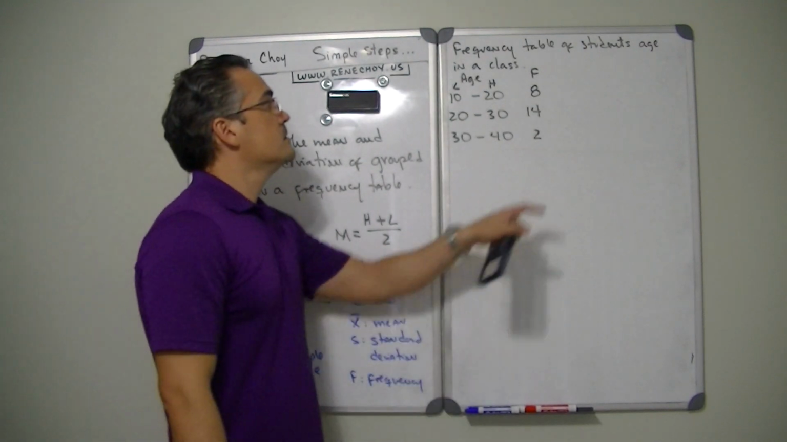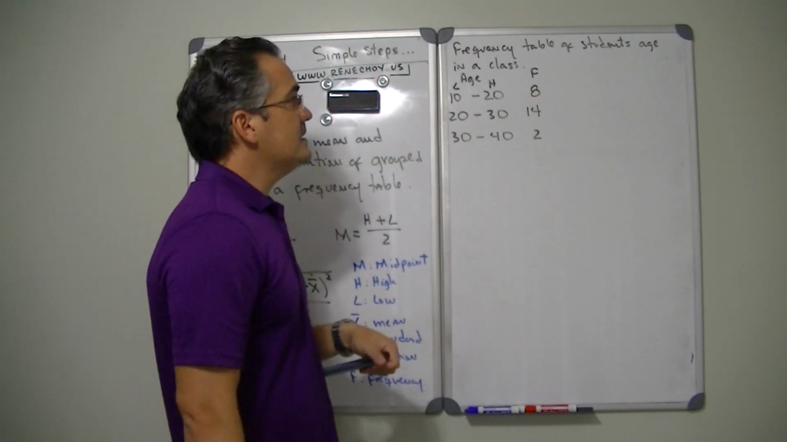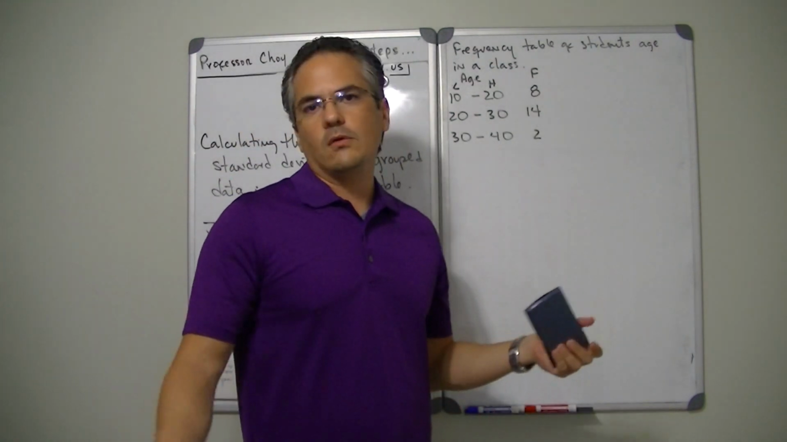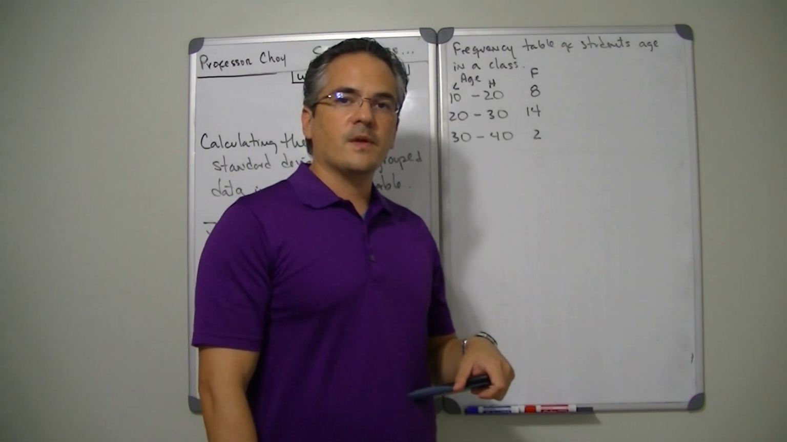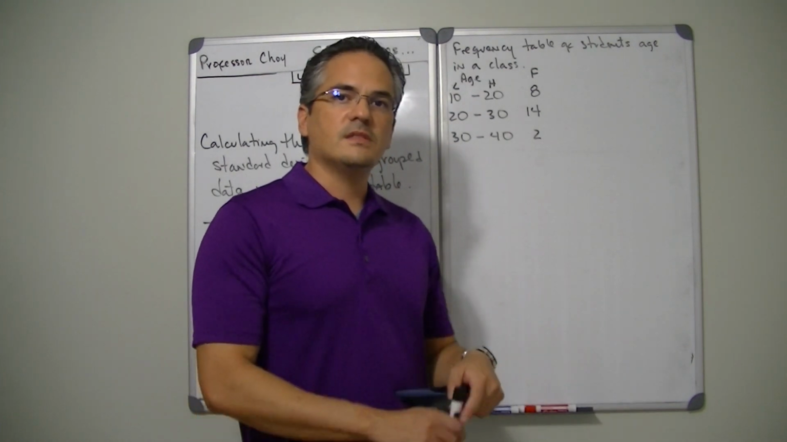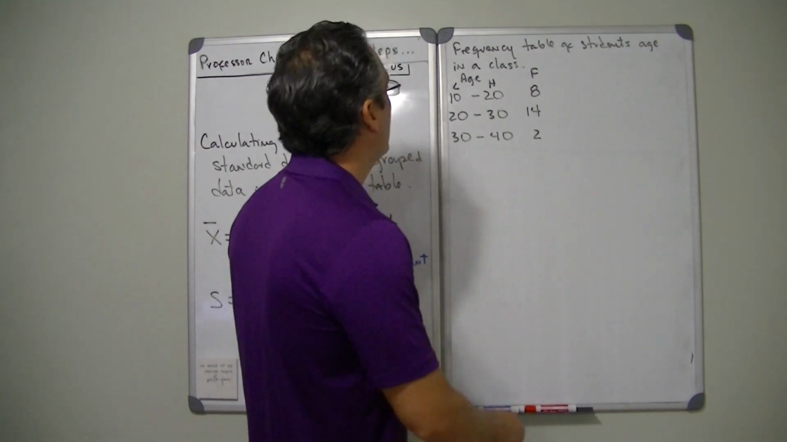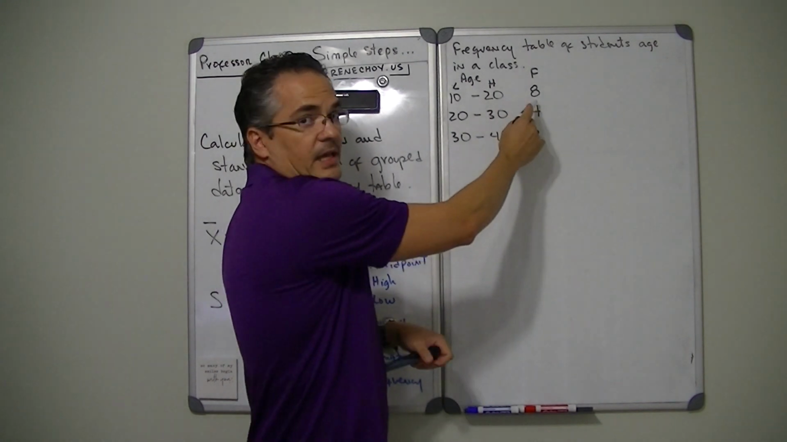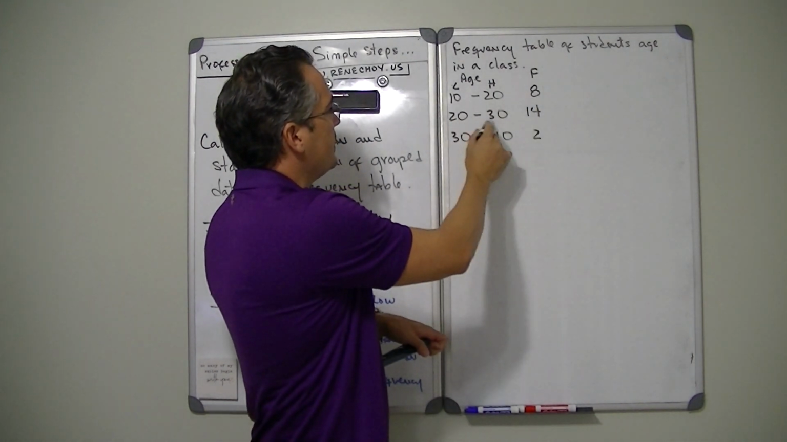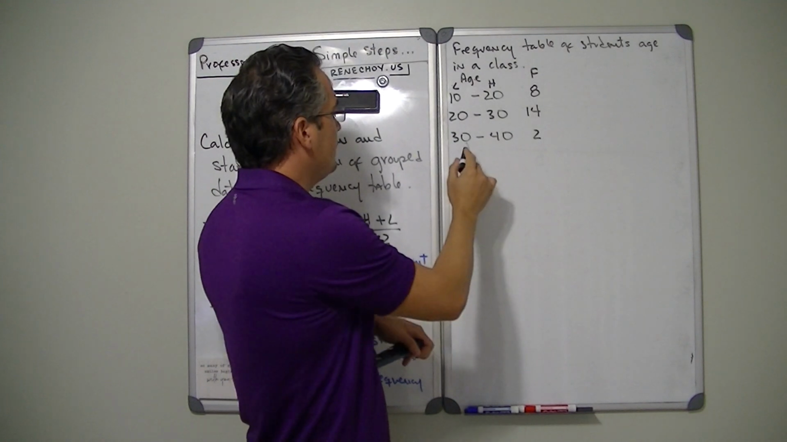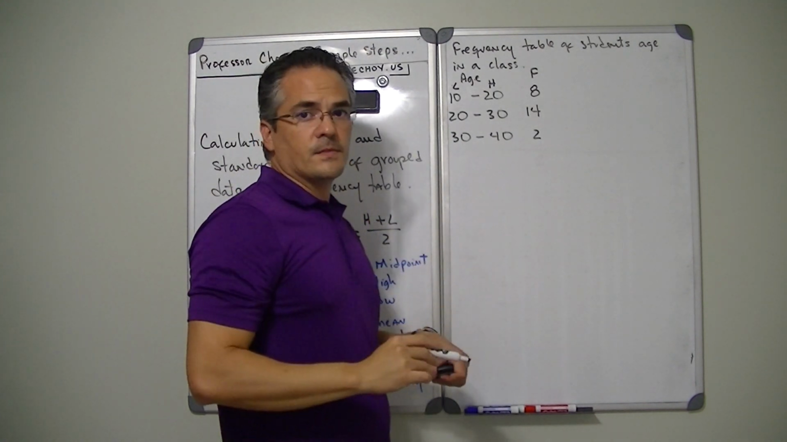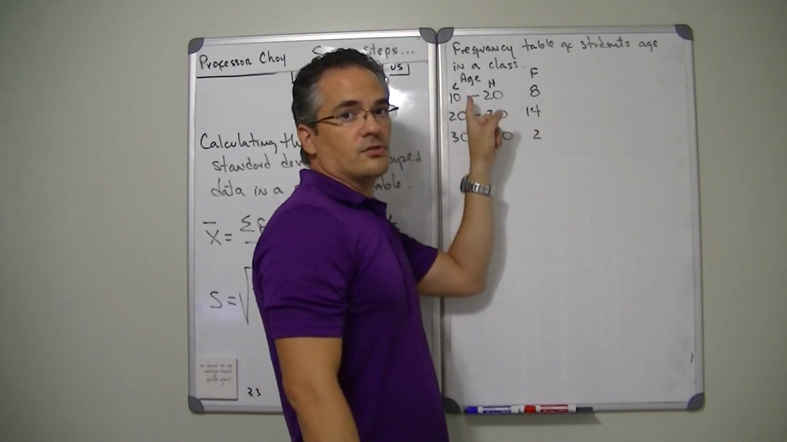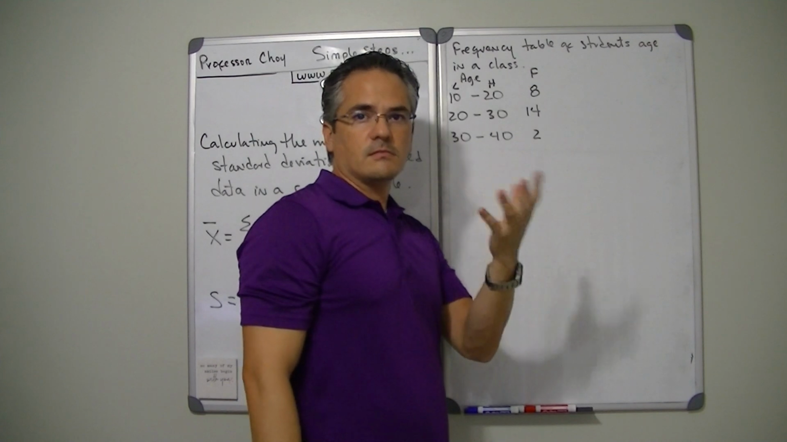Alright? So let's take a look at an example. Imagine that I took students from my class and I asked them how old they are. And then I organized that information and put it on my frequency table that you see here. So I collected the information. The students between the ages of 10 and 20, I had 8 students. Between the ages of 20 and 30, I had 14 students. And between the ages of 30 and 40, I had 2 students. So my frequency represents how many students I have in that particular age range. It's the count, basically.